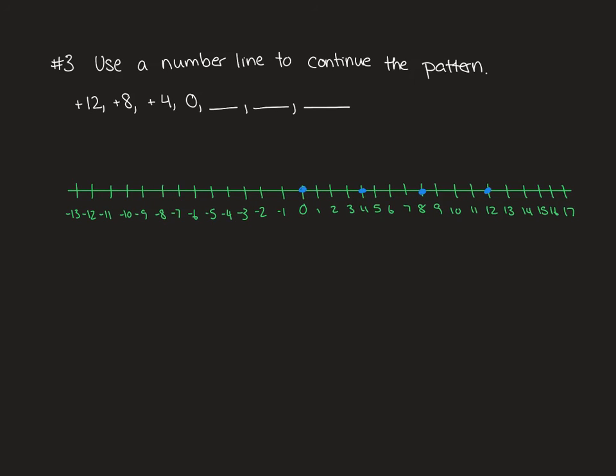So to find the pattern, we need to see what it takes to get to each place. So we were going 1, 2, 3, 4 spaces. Then we go another 4, and we go another 4. So we're going to keep doing that. We're going to go 1, 2, 3, 4. So our next number is negative 4. 1, 2, 3, 4. Our next number is negative 8, and 1, 2, 3, 4. Our final number is negative 12.